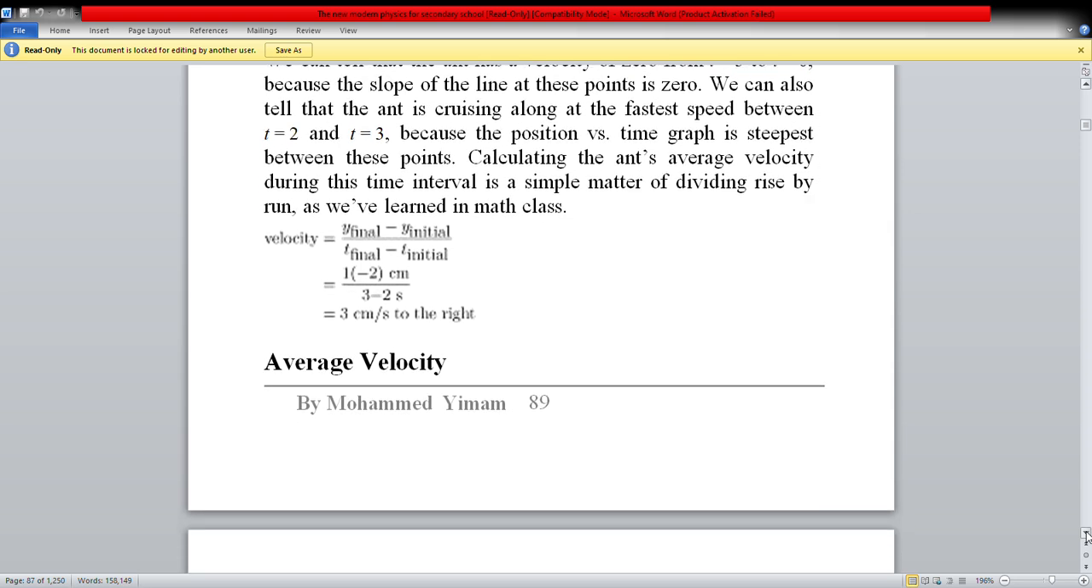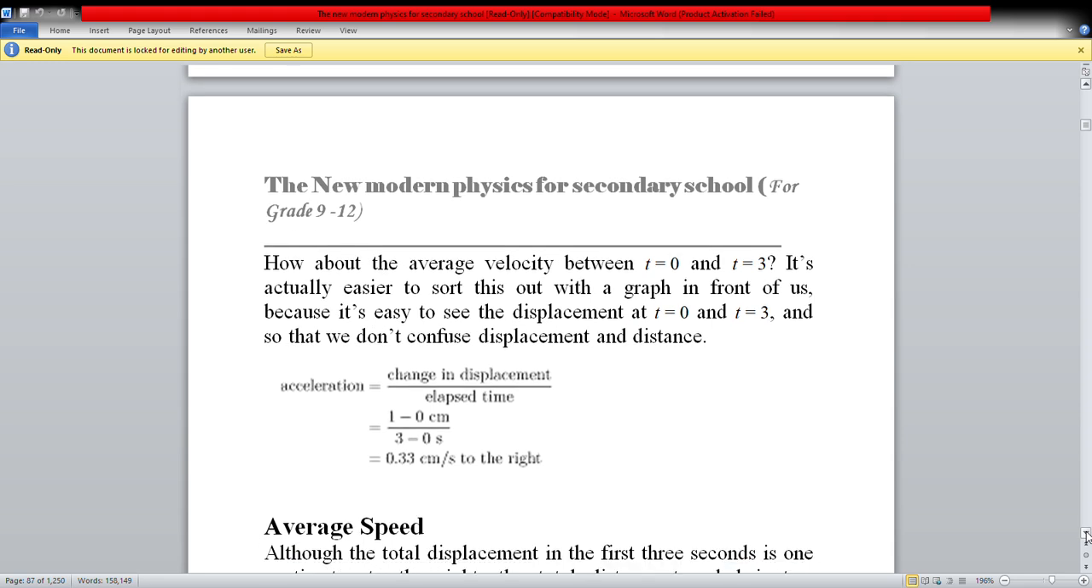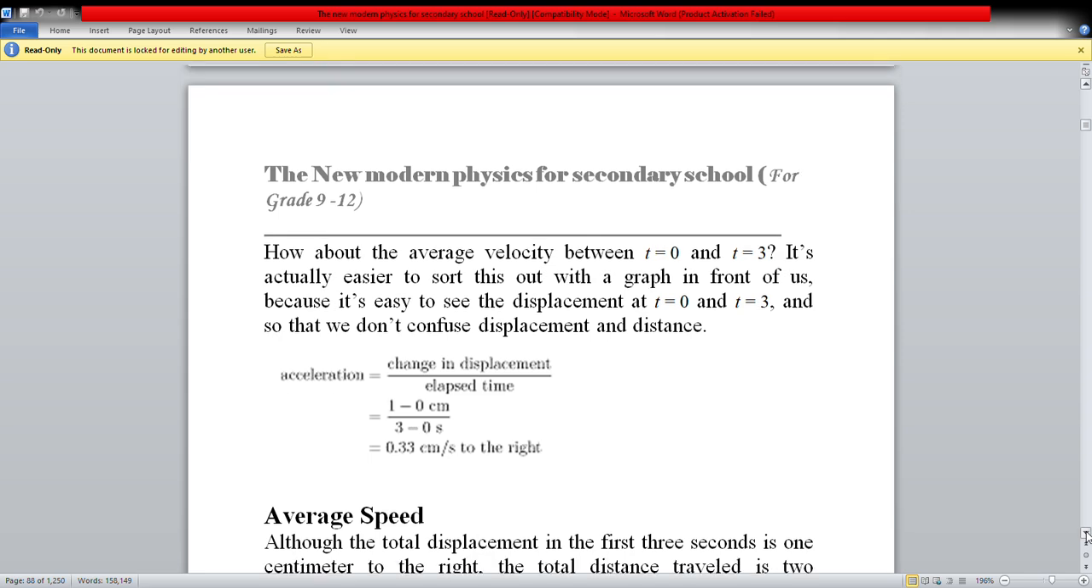Average velocity is equal to change in displacement over change in time, not acceleration. Okay, this was by mistake. It is equal to change in displacement, which at this time is 1 minus 0 centimeter over 3 minus 0 seconds, which is equal to 0.33 centimeter per second to the right.